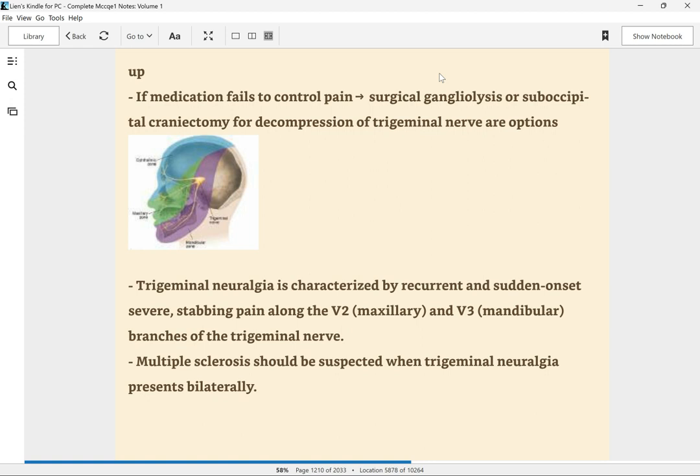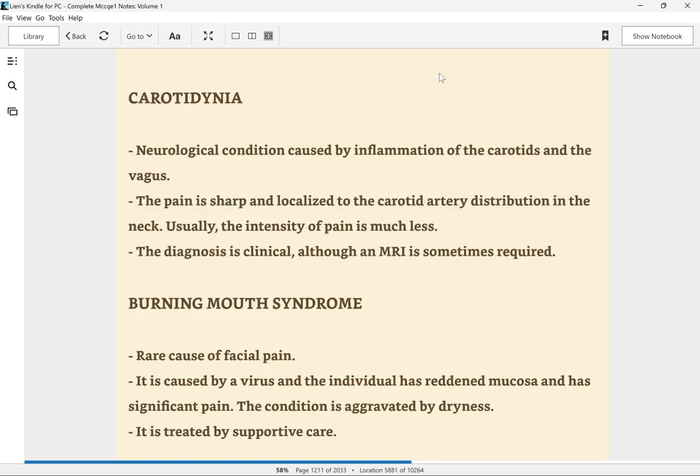Trigeminal neuralgia is characterized by recurrent and sudden onset severe stabbing pain along the V2 maxillary and V3 mandibular branches of the trigeminal nerve. Multiple sclerosis should be suspected when trigeminal neuralgia presents bilaterally.